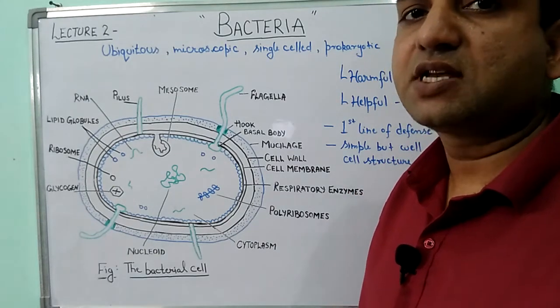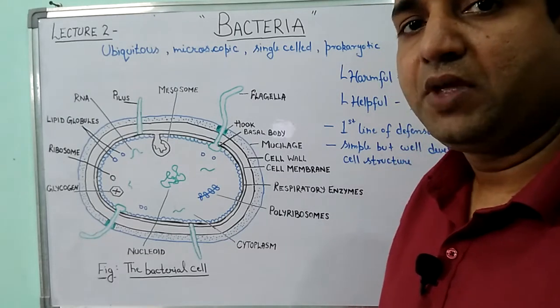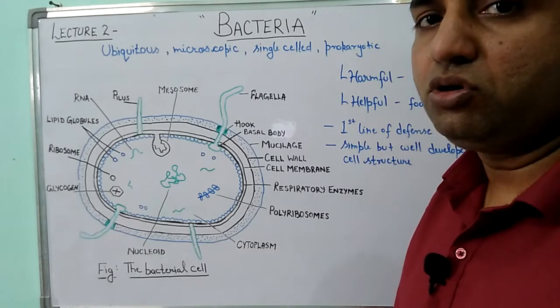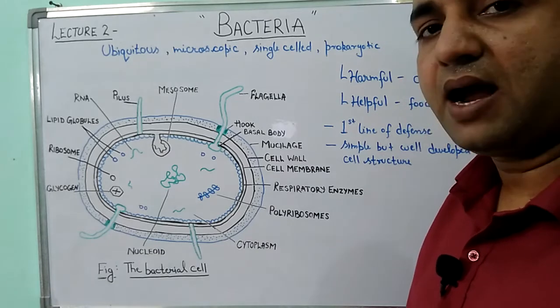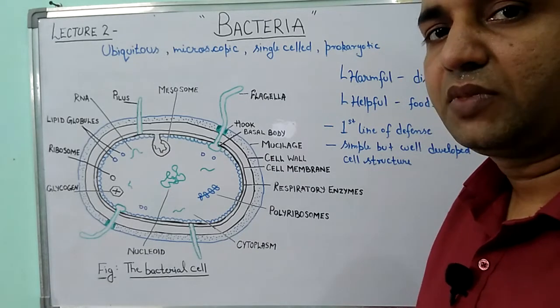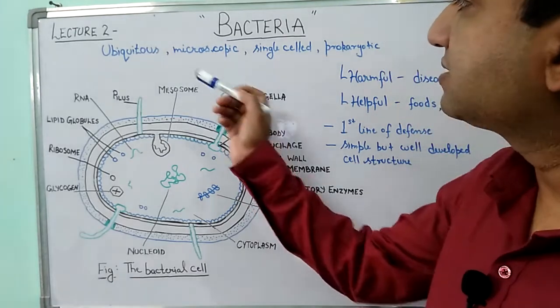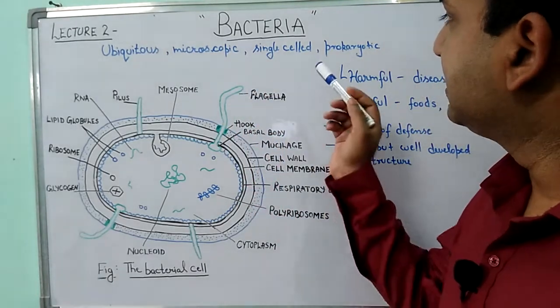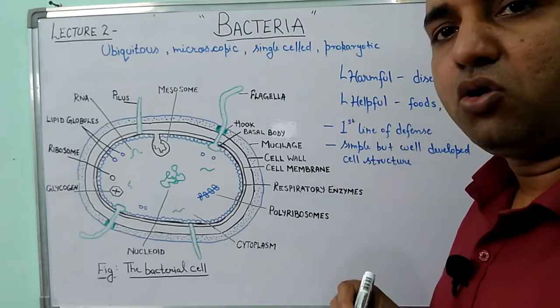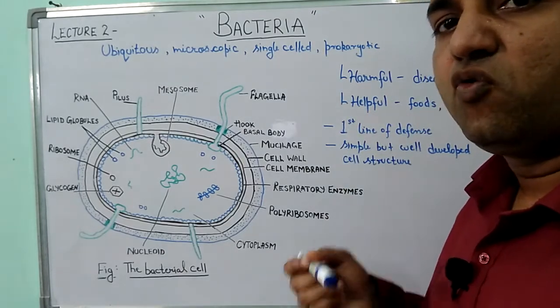In the last lecture we discussed the introduction to microbiology, and today in the second lecture we are going to study bacteria and their cell structure. So bacteria can be simply defined as ubiquitous, microscopic, single-celled prokaryotic organisms that have varying shapes.